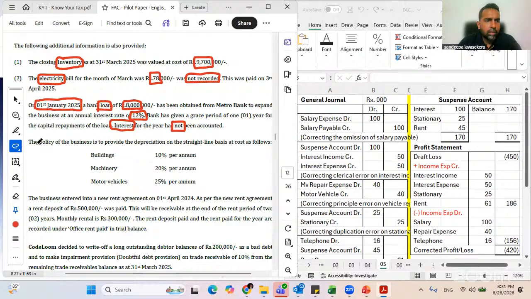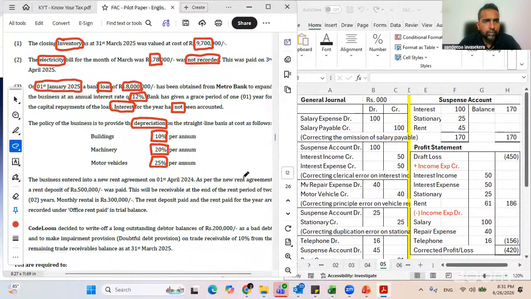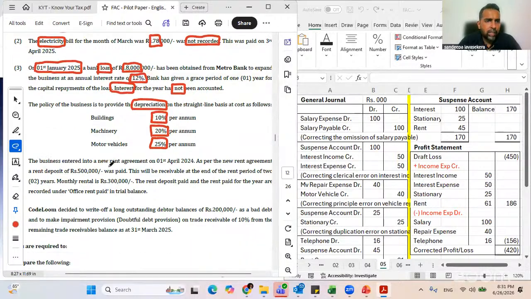Right. The policy of the business is to provide depreciation on a straight line basis: building at 10%, machinery at 20%, motor vehicle at 25%. The business entered into a new rent agreement on 1st of April 2024, 1 year back.